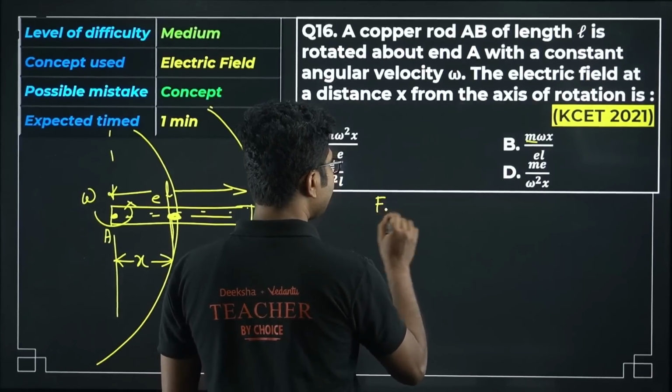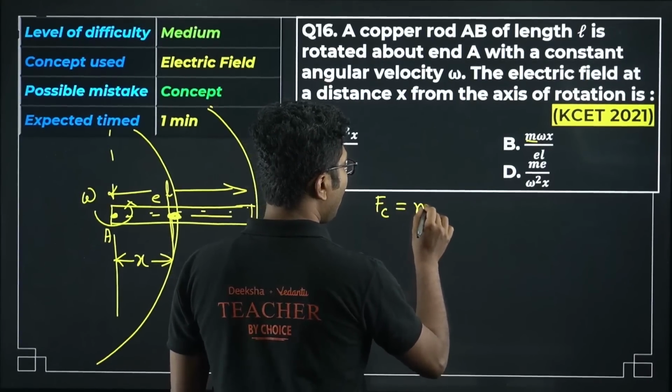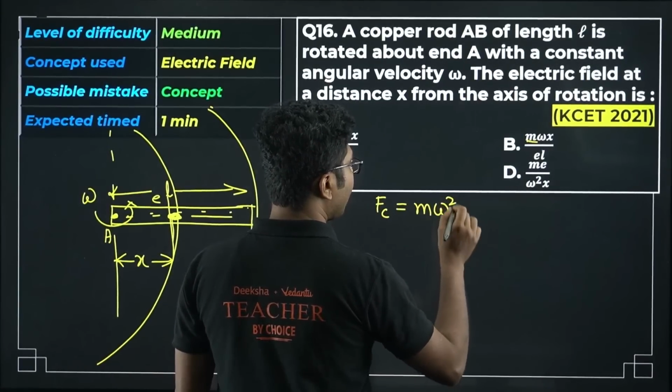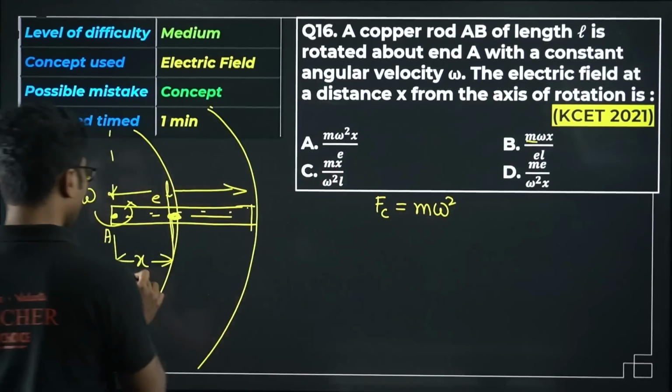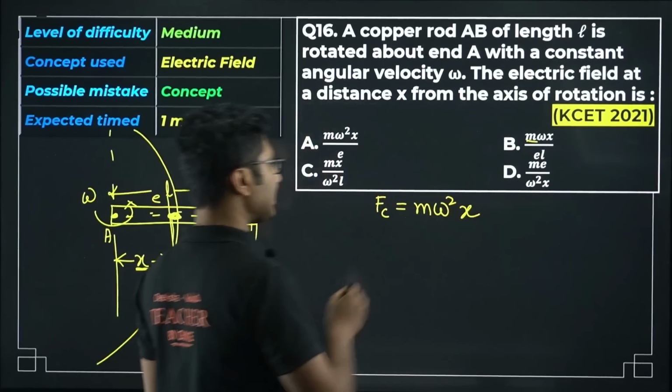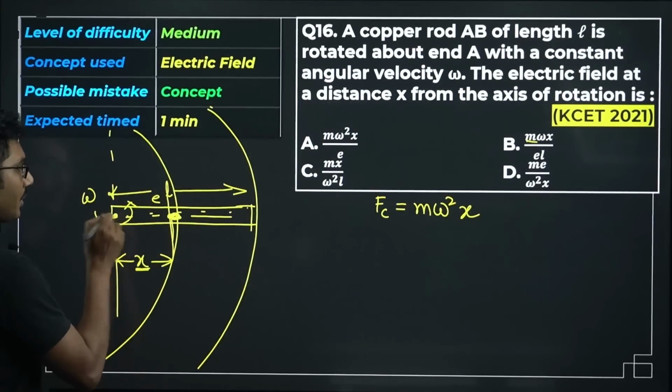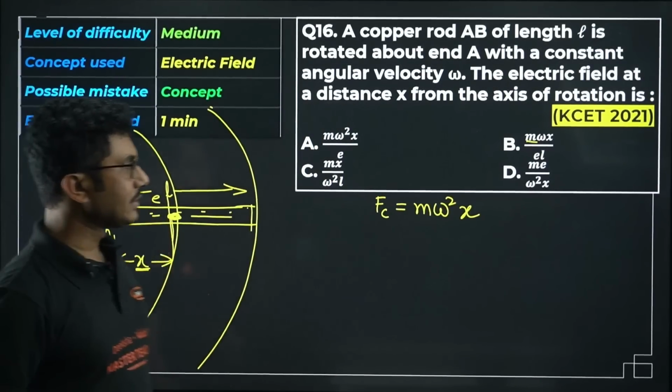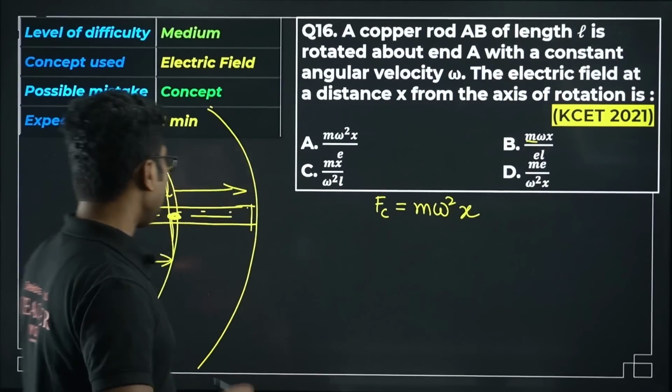That force we call centripetal force, and this is m omega square r. Instead of r we will write x, because we are considering the distance x from the rotation axis. So this is m omega square x. So this is the force.